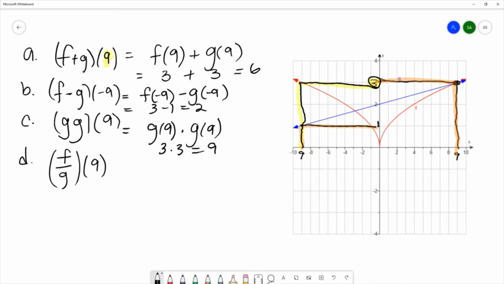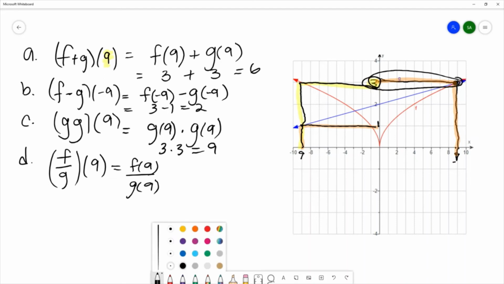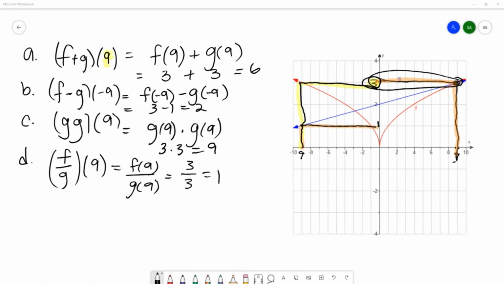And then finally, f divided by g of 9 will be f of 9 divided by g of 9. And we've already found that for an x value of 9, we have a y value of 3 for both graphs. So this one will be 3 over 3, which is 1. So we found that f divided by g of 9 is equal to 1.